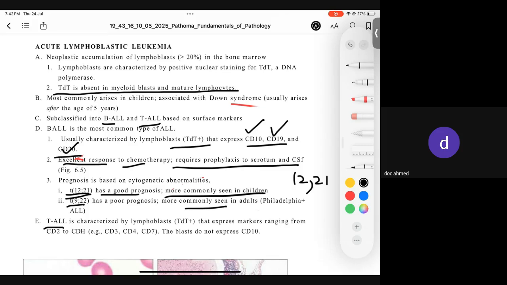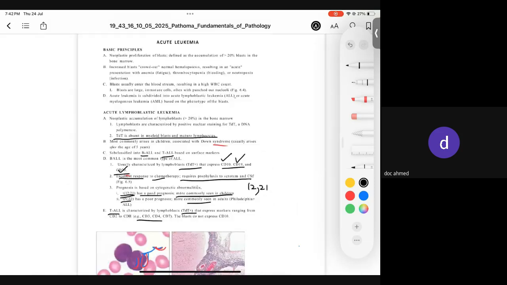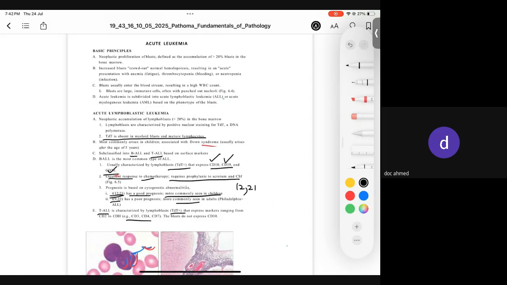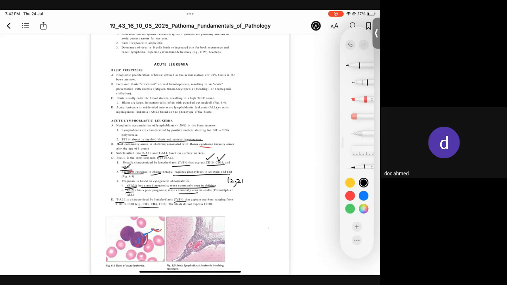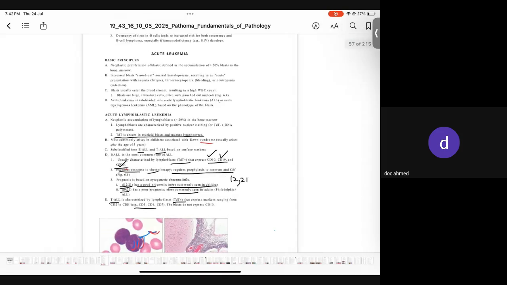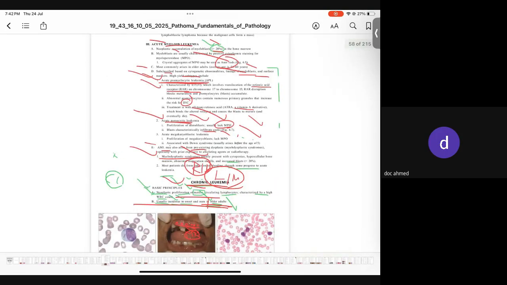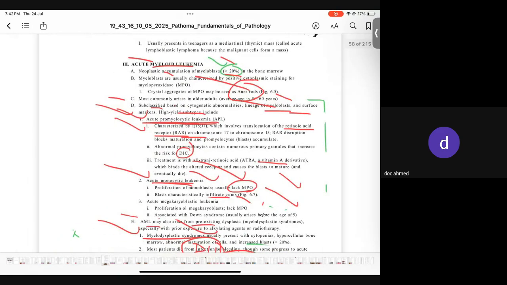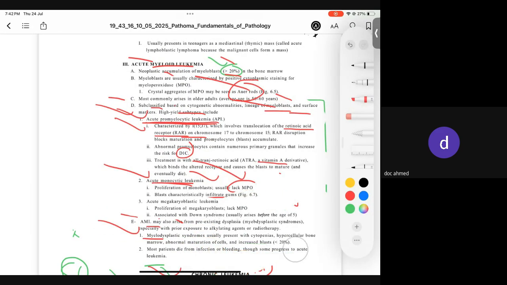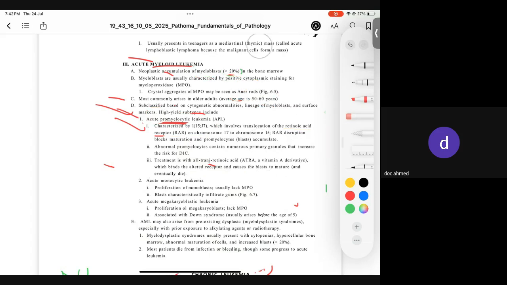For T-ALL, again, it would be TDT positive because it's a blast cell of your lymphoid lineage. Further, we are going to look for the receptors: CD2, 3, 4, 7. It won't have CD10, because 10 is for B. We know that. So in this way, you can differentiate whether it's B-ALL or T-ALL. Is it clear? Okay, I'm going to have a quick overview in the end. Don't worry. First of all, you should only know the main points here.